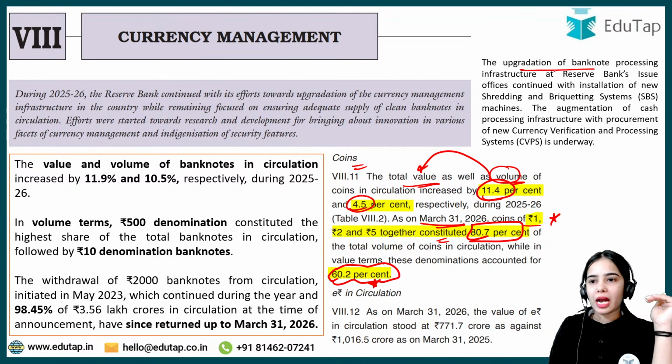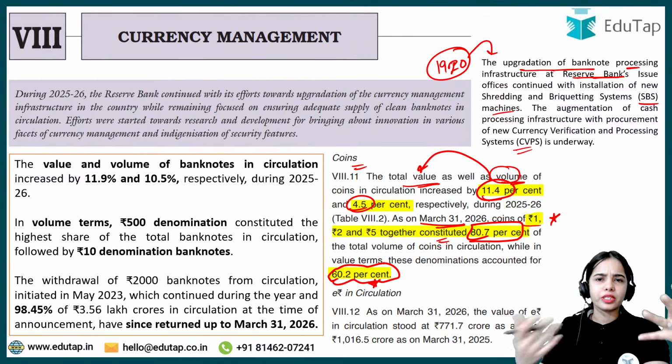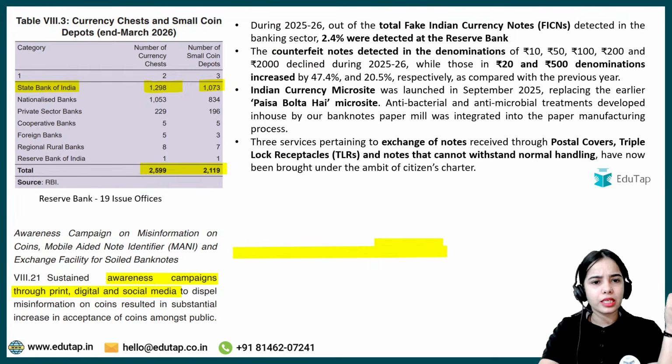The upgradation of banknote processing infrastructure at Reserve Bank's issue offices. So RBI has 19 issue offices. The upgradation of banknote processing infrastructure is happening at the issue offices through different machines, different technology, different systems that you can read. Next, now coming to the next part.